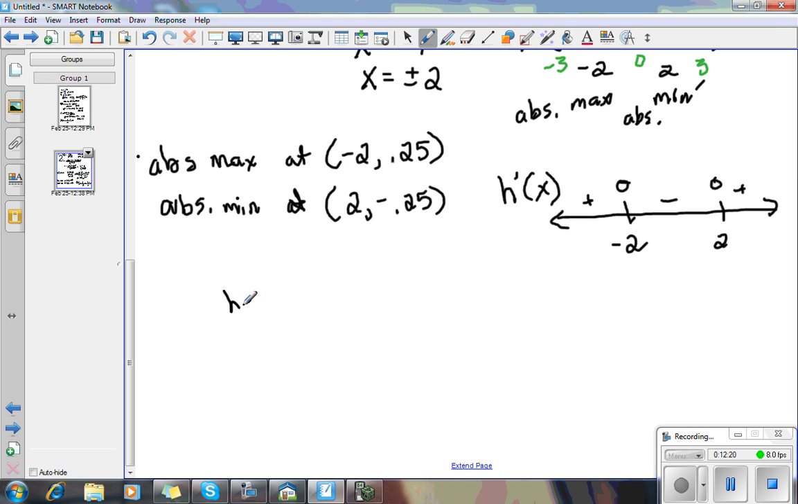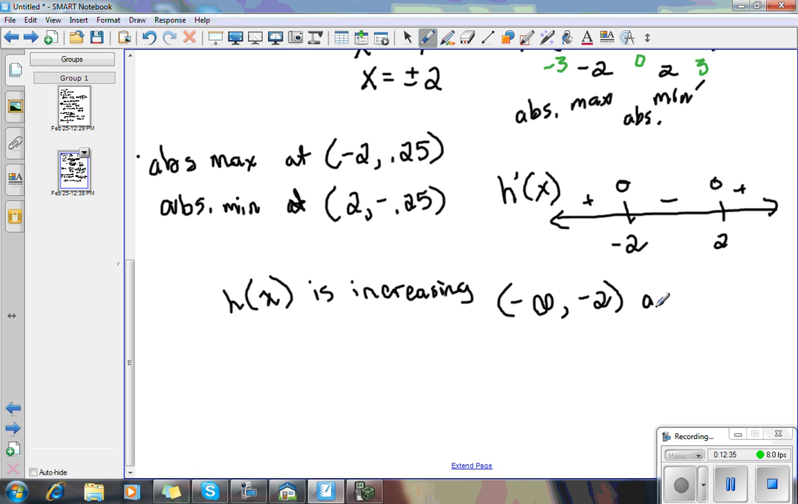So I would have to say h of x is increasing from negative infinity to negative 2 and 2 to infinity on those intervals, since h prime of x is positive. You need to give your reason why. Don't leave that out.